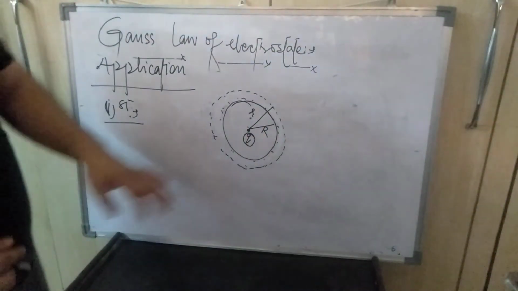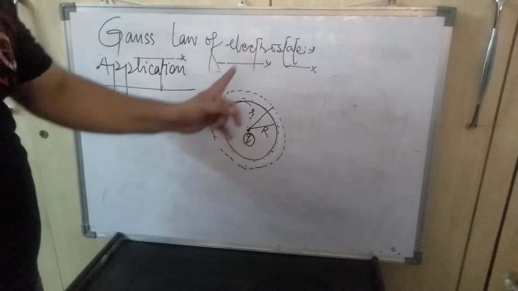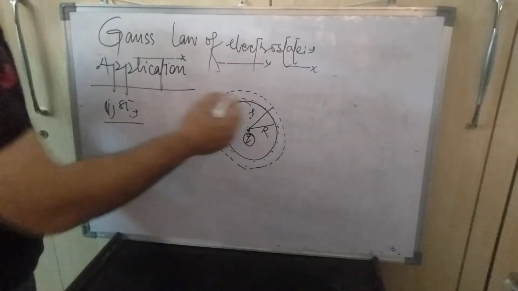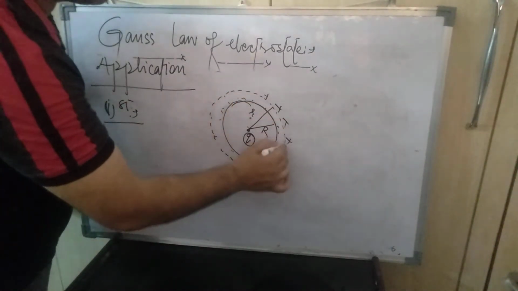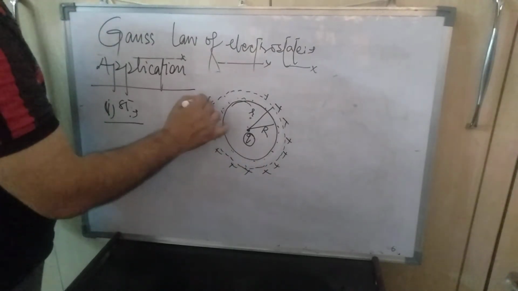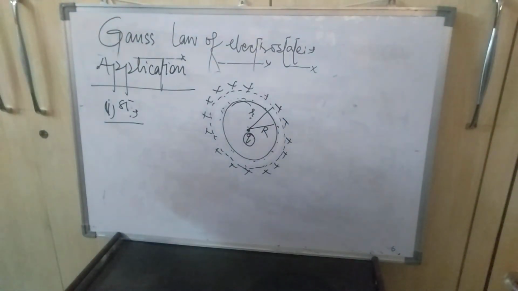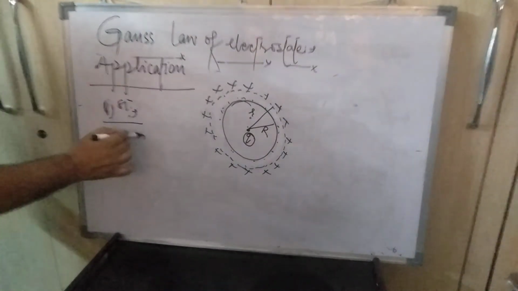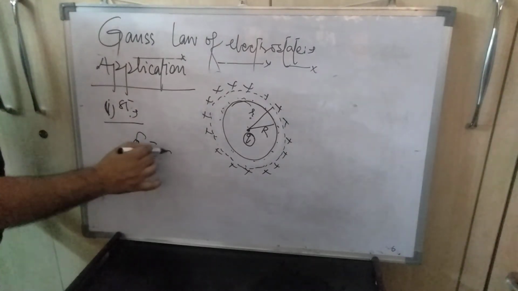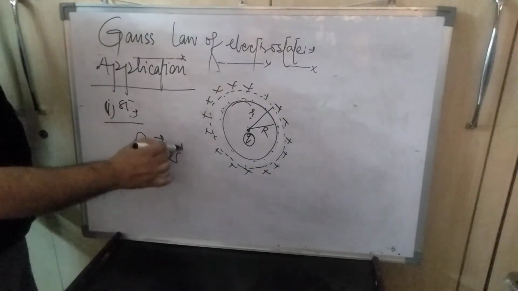Now we have to find the electric field at the outward region of the spherical shell. It means we have to find the field here. Let's suppose here is the field. Now we have to find it out. We know by the Gauss theorem, Gauss law of electrostatics, that the integral of E dot ds becomes equal to what?